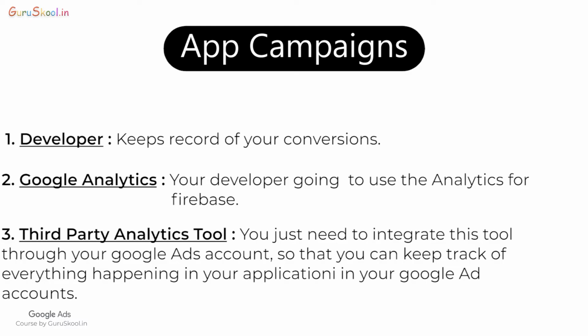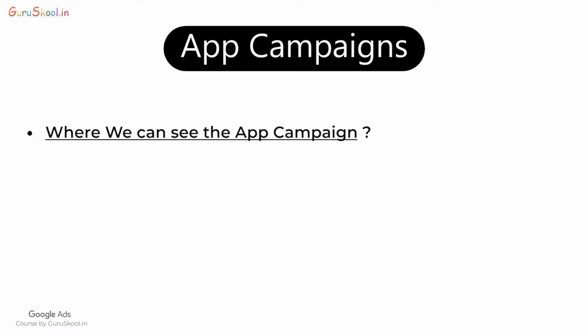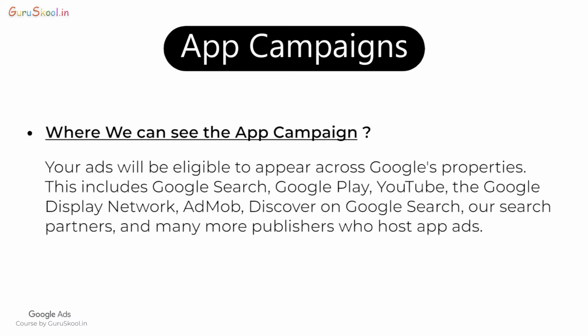Now, there is a question that arises: where can we see our app campaigns? We can show our app campaigns on the search bar, the search area. We can show our ads on Google Play Store. If you look on Google Play Store, we see some ads over there.